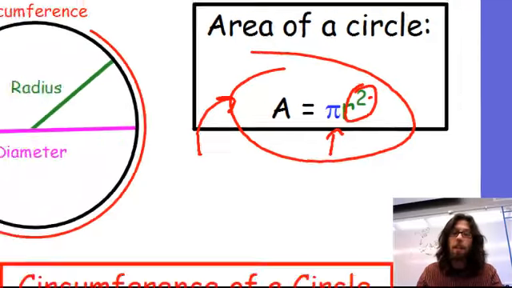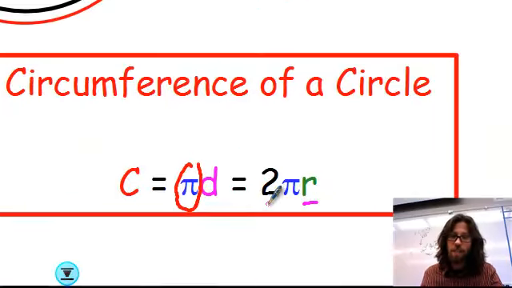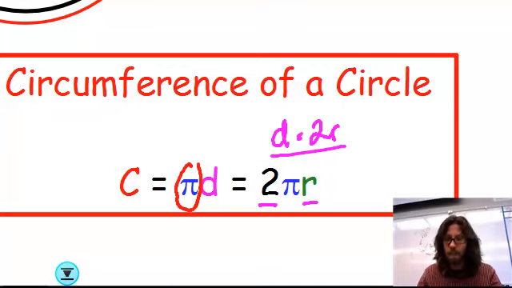Now to find the circumference of a circle, there are actually two ways that we can find it. We can either take the diameter and multiply the diameter times that constant pi, or we can multiply the radius times 2 times pi. And again, the reason for that is that the diameter is in fact equal to 2 times the radius. So that would make sense.